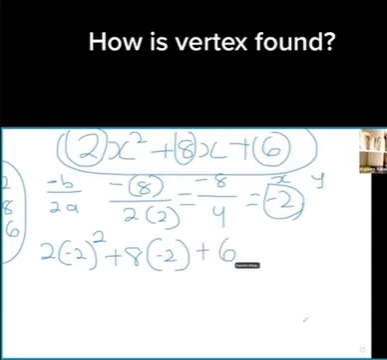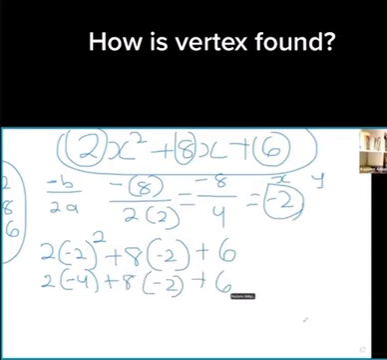Now what we have to do over here is negative 2 squared, which gives us 4. So it's going to be 2 times 4 plus 8 times negative 2 plus 6. Next, 2 times 4 is 8. So we put 8 over here, and then plus 8 times negative 2, plus 6. Now 8 times negative 2 is negative 16.